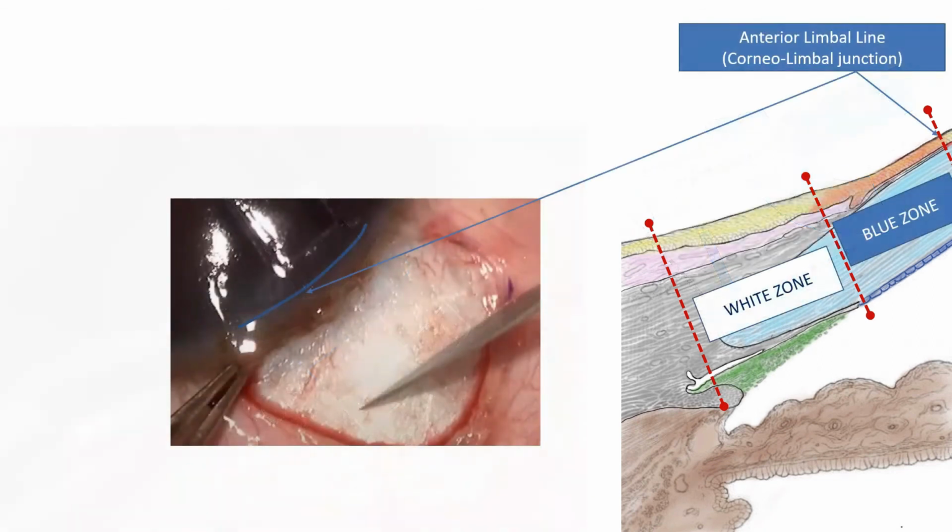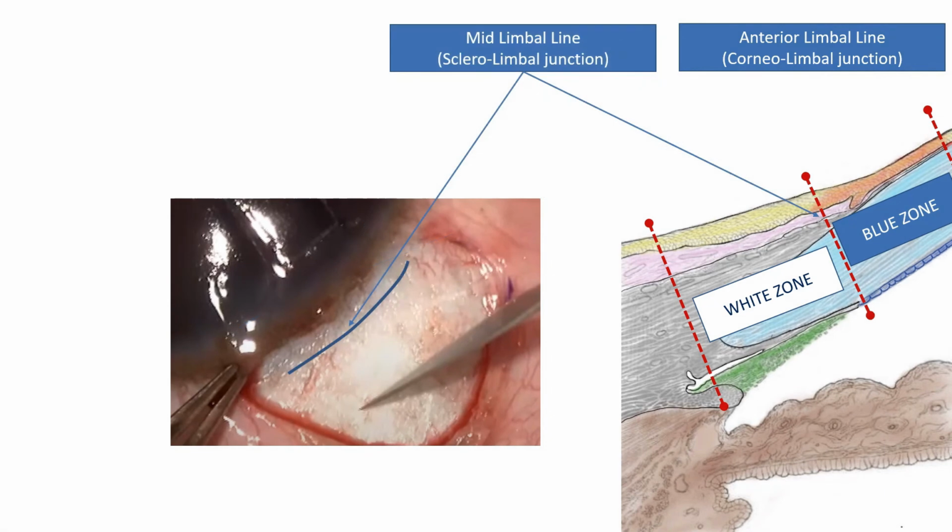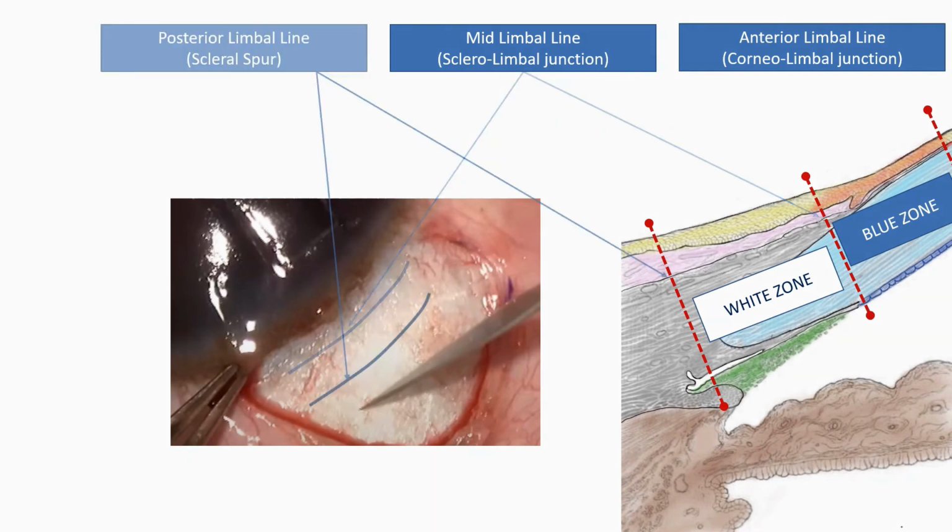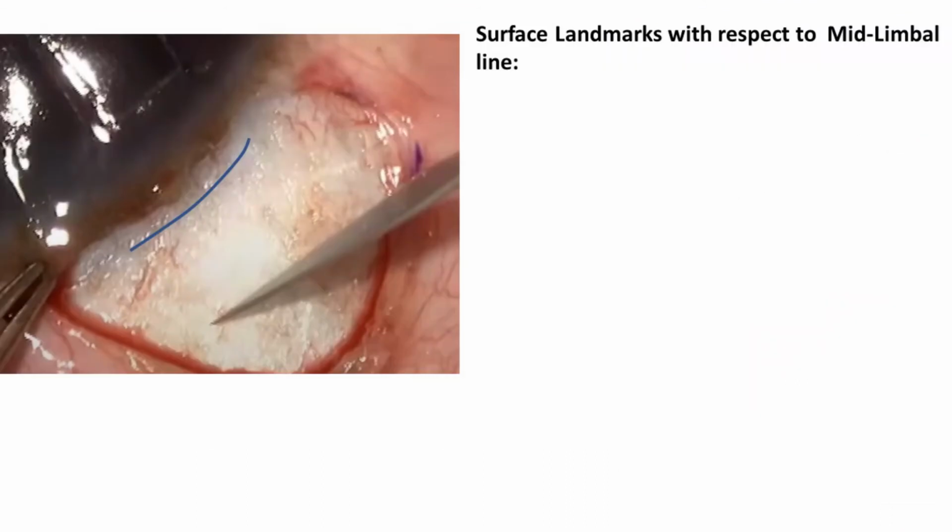Just to complete the theory part, this anteriormost line that we were referring to is called the anterior limbal line or the corneolimbal junction. The second line at the termination of the blue zone is called the mid-limbal line or the sclerolimbal junction. And the third line passing through the scleral spur is called the posterior limbal line. This line cannot be seen or demarcated. We have to measure it 1 millimeter behind the mid-limbal line. So by now this must have become clear that the most important landmark that we have to look for is the mid-limbal line, since all the other landmarks for surgical planning can be made with respect to this mid-limbal line.